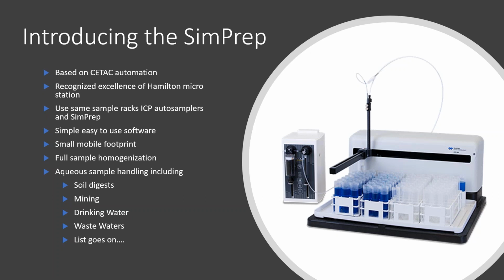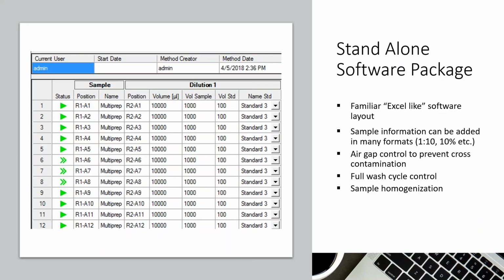One of the big questions we always get with the SimPrep is that people want to see the software, to make sure that it really is easy to use, user-friendly, and not overcomplicated. What we have here is a screenshot of your main interface within this software. It's a very familiar Excel-like layout. The sample preparation can be added. As you see, everything here is done in microliter volumes, but you can also enter information simply as a 1 to 10 or 10%, and the system will do the math for you. It's really pretty easy to use.